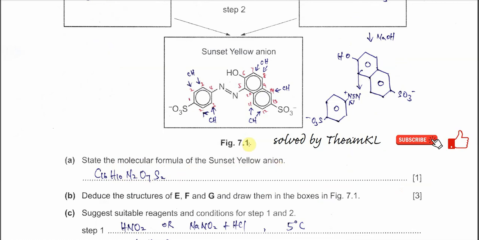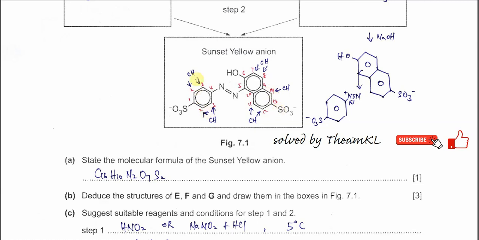What you need to do, you just need to count the carbon and hydrogen number. Because this is a benzene ring, when you see this, this is actually not CH2, this is CH. So this one is CH, this one is CH, this one is CH, this one also CH. So when you know that, you can count the carbon number. So carbon number is total 16. Okay, let's count together. 1, 2, 3, 4, 5, 6, 7, 8, 9, 10, 11, 12, 13, 14, 15, 16.